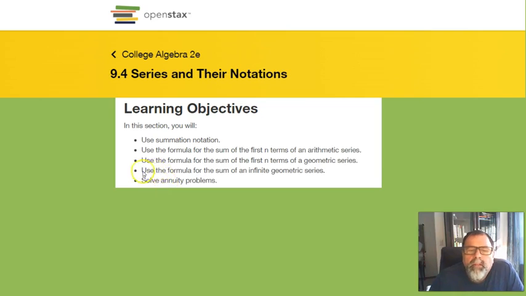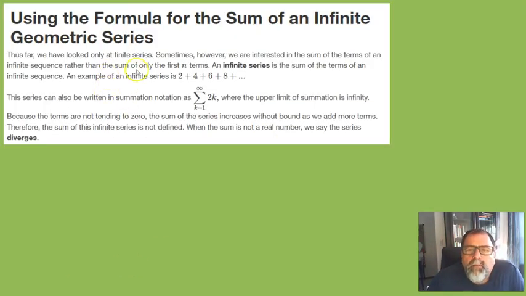Okay, the next learning objective, use the formula for the sum of an infinite geometric series. If we have an infinite series, it is the sum of terms of an infinite sequence. An example of an infinite series is 2 plus 4 plus 6 plus 8 plus ... forever. If we write it in summation notation, you can see the upper limit is infinity. So you just keep adding the next term onto infinity.